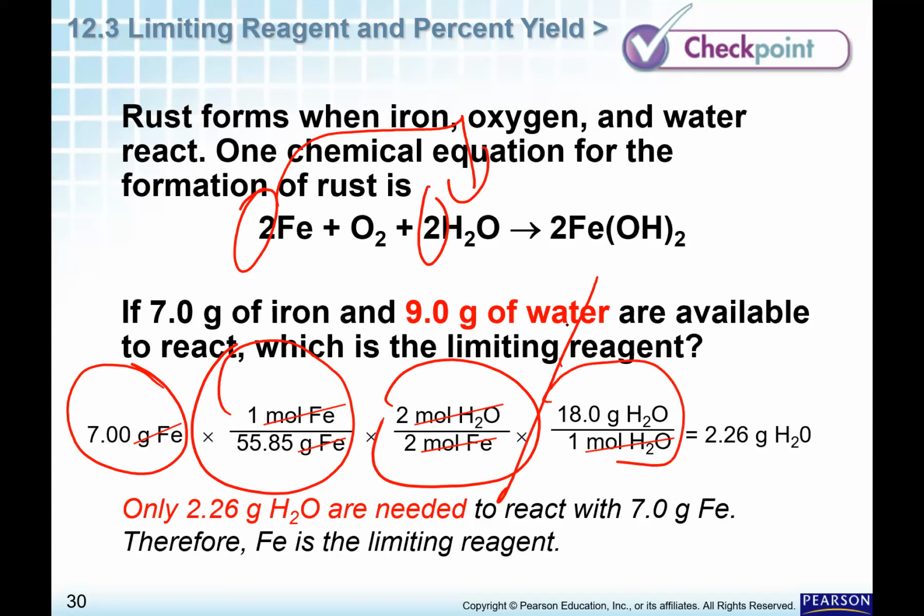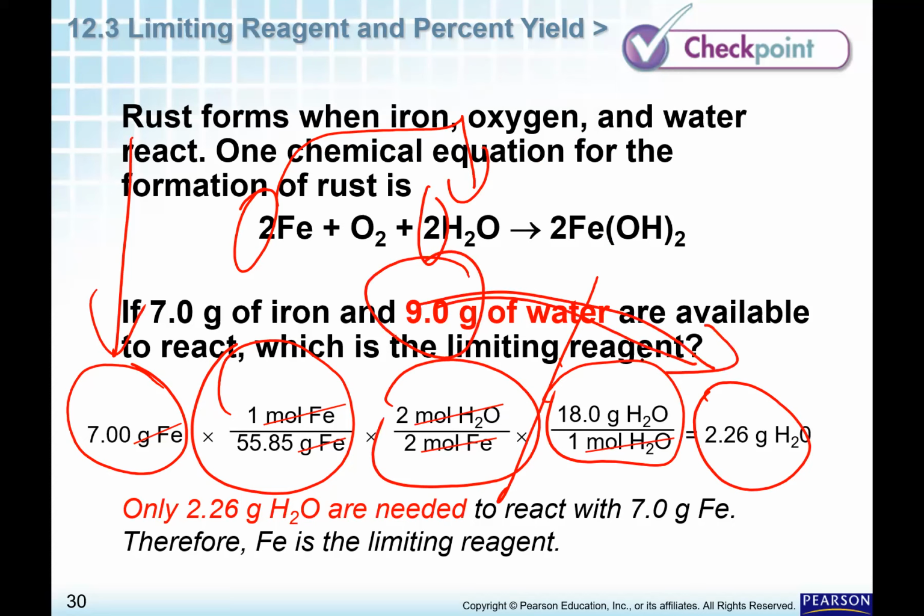But if we change that into grams by multiplying by the molar mass, then we get the grams of water that is needed to react with all the 7 grams of iron. And it turns out to be 2.26 grams. Because it is 2.26 grams, if you compare it to the 9, apparently we have more than what we need of the water. And in this case, the one which will be consumed first will be the iron. So iron is the limiting reagent and water is the one which is in excess.